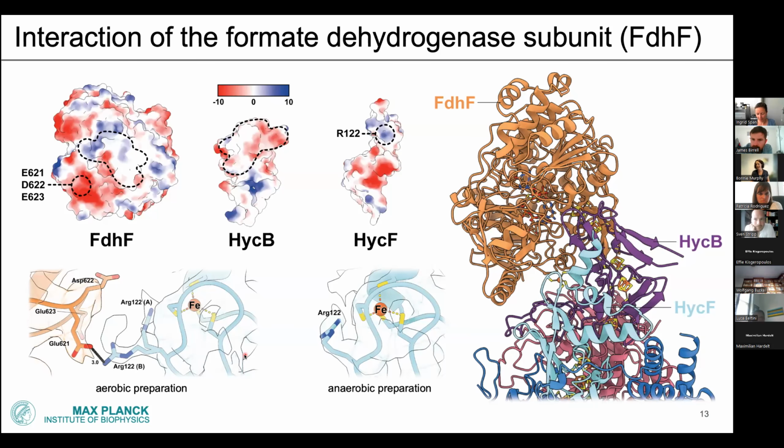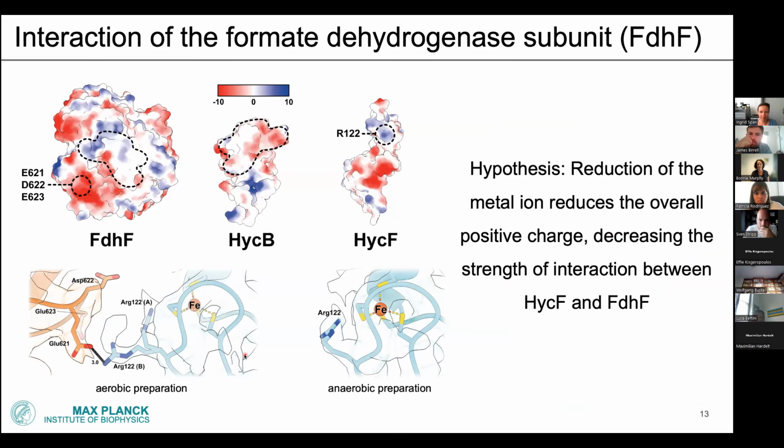It's kind of a fun little thing that we didn't expect at all. These cysteines are conserved in other formate hydrogen lyase type complexes, so in FHL2, for example, from E. coli, and in other FHLs, but not in complex 1, and not in other hydrogenases. Okay.